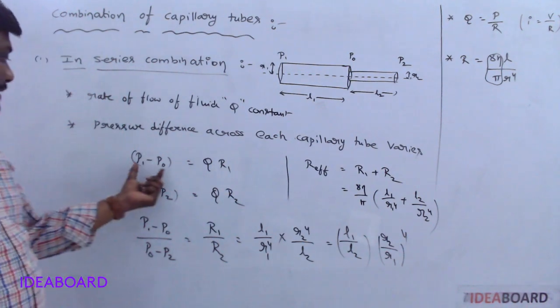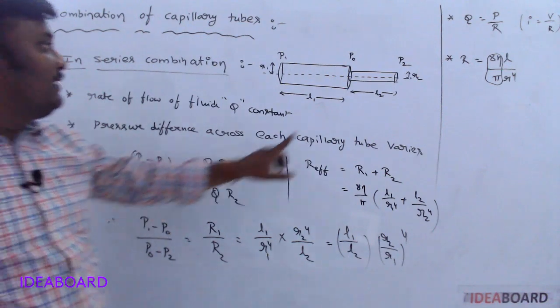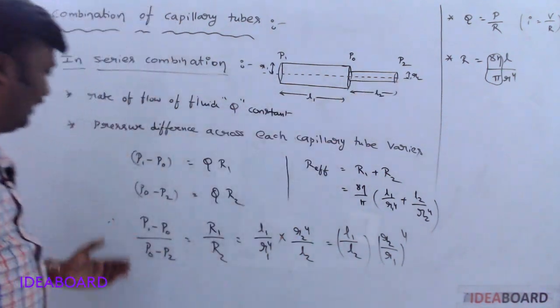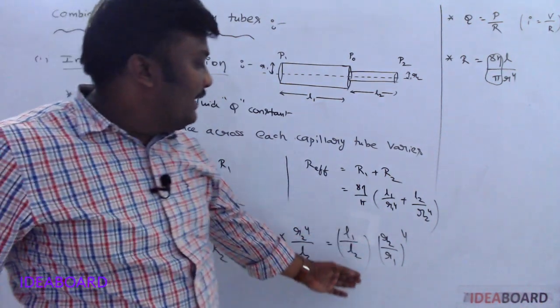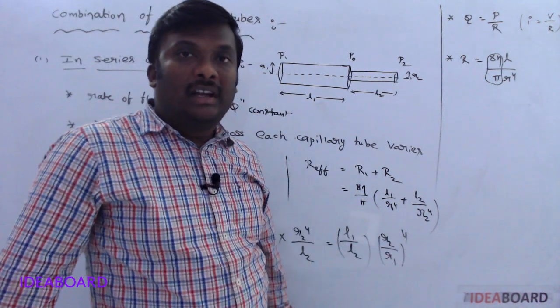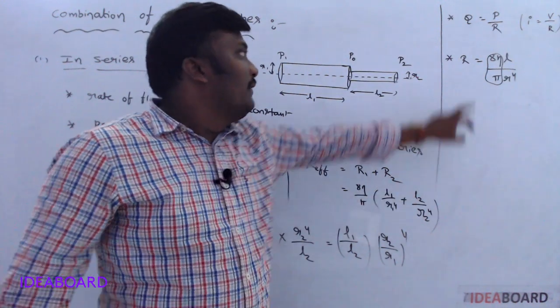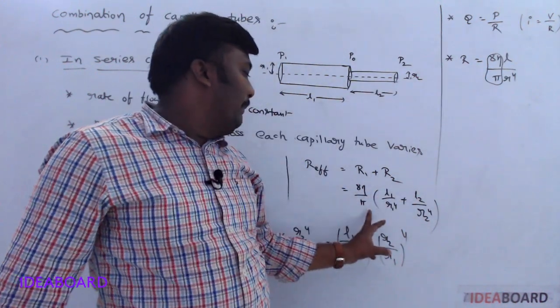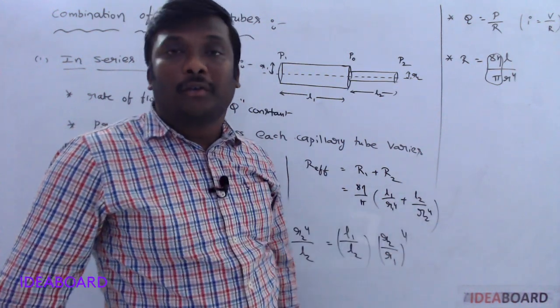Understand? So this is the pressure difference across the first capillary tube. This is the pressure difference across the second capillary tube. If they ask the ratio of the pressure differences, then L1 by L2 into R2 by R1 whole power 4. And the effective resistance in series combination is R1 plus R2. From this formula, 8 eta by pi is common, L1 by R1 power 4 plus L2 by R2 power 4.